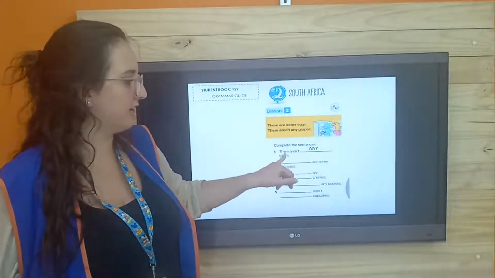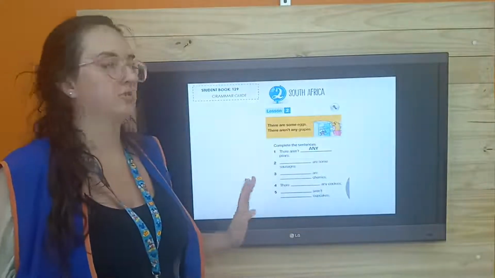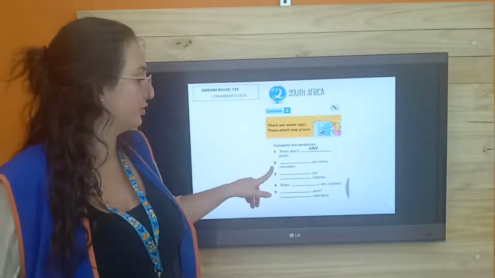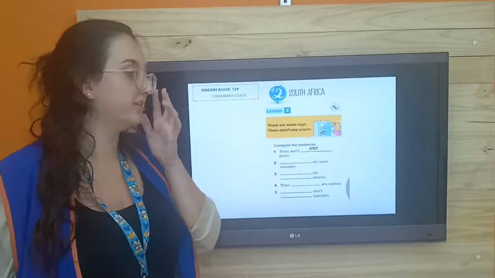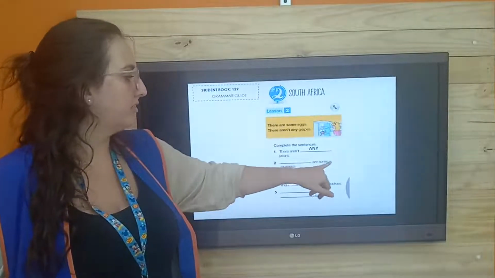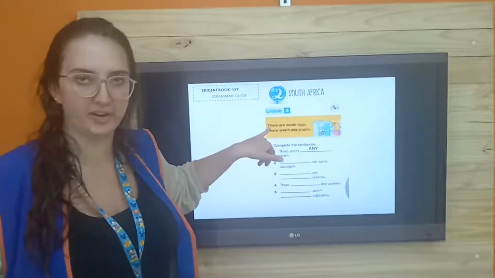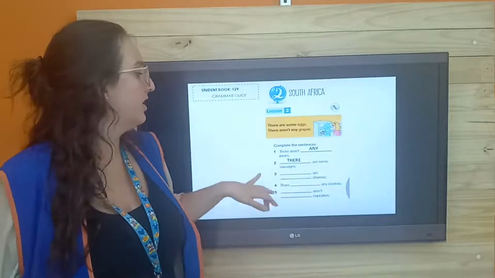So we're going to write there aren't any pears. There aren't any pears in the refrigerator, so it's correct. Okay. Sentence number 2. Blah blah blah are some sausages. What word is missing in the sentence? Are some. Okay, so we know it's missing there, right? There are some sausages, alright?